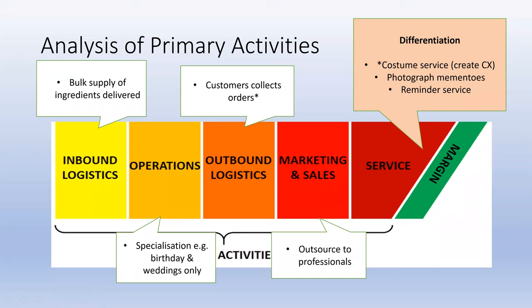So if the child, whoever's children's birthday, likes a particular kind of cartoon character, we could dress up as the cartoon character and deliver the cake at the birthday, dressed up as their favorite cartoon character. What does this do? This allows us to differentiate our product and charge a premium. So it's a way to add value to the product and charge a premium on the product and create an additional profit by offering this extra service.